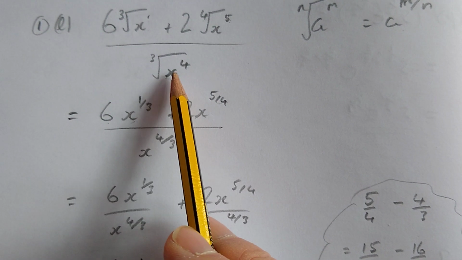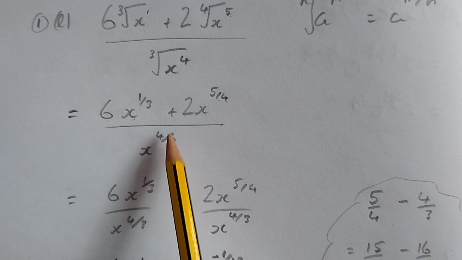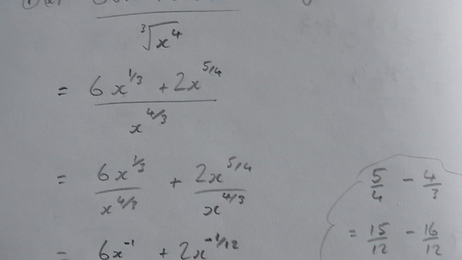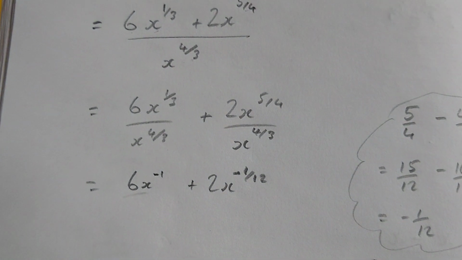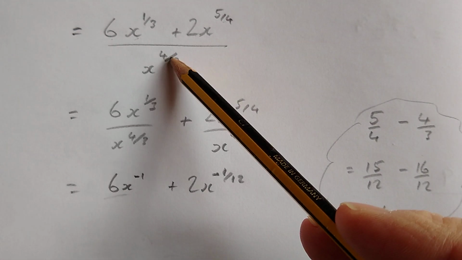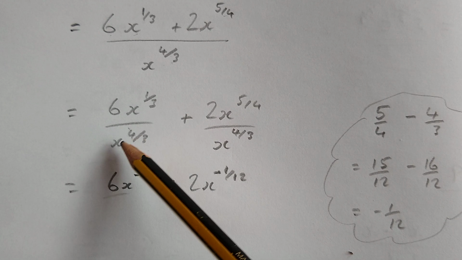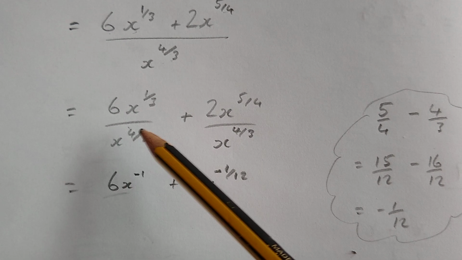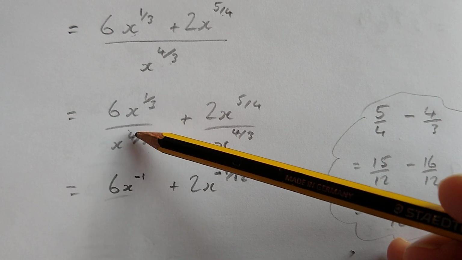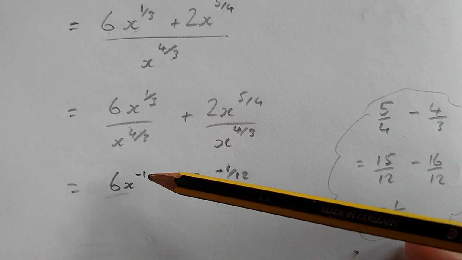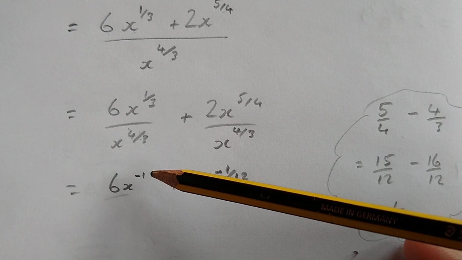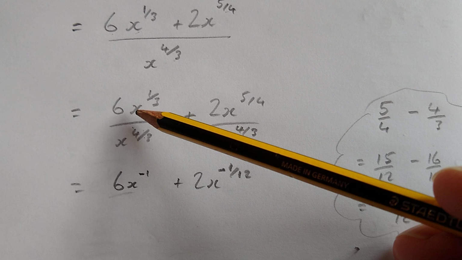For the denominator, x to the 4 thirds again. Top number's the power, bottom number's the root. Okay. Again, split it up into 2 separate fractions. So here 6x to the 3rd over x to the 4 thirds. Well, 1/3 minus 4 thirds is minus 3 thirds, which is minus 1. 3 thirds are a whole. So that'll be 6x to the minus 1.